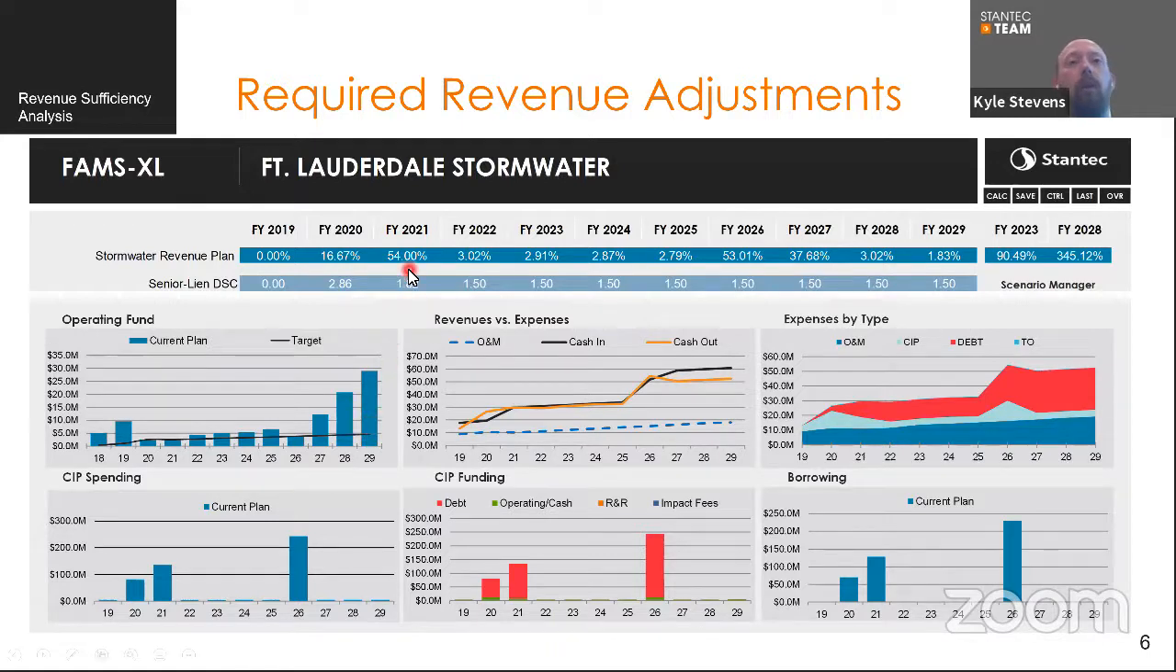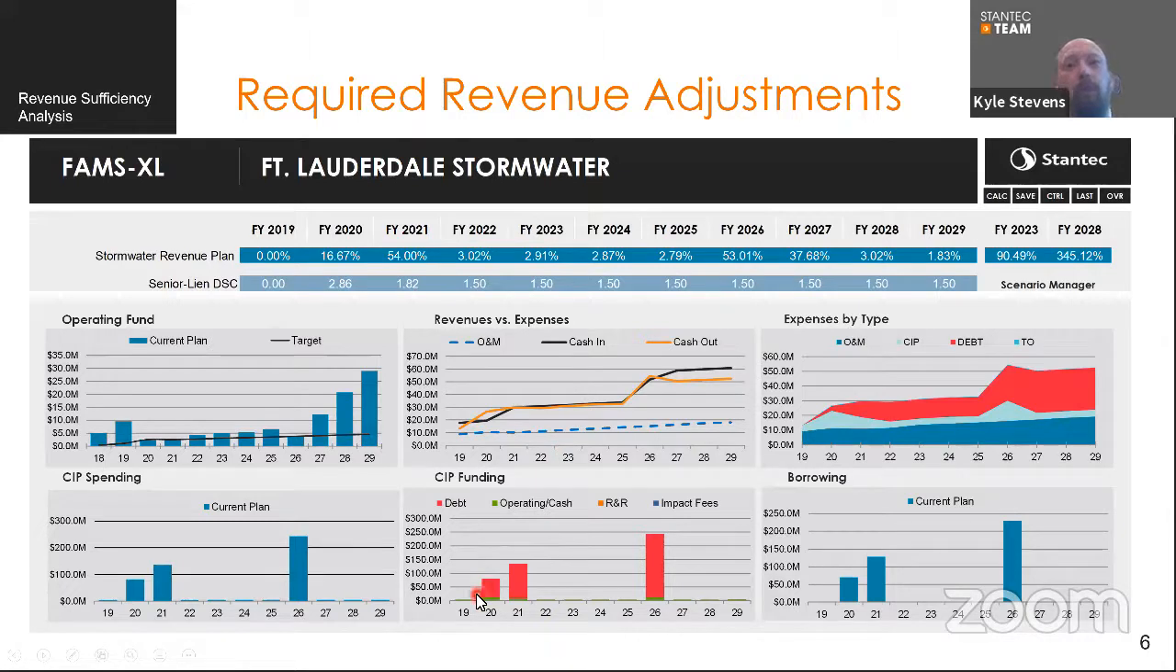In this particular slide, I've now adjusted the revenue. So in FY21, this is a 54% increase in the revenue stream. And each year forward, I put 3% in kind of as inflationary levels. And then in 2026, you can see a larger increase. Now, why are these increases hitting here in 21 and 26? That's due to the capital funding.